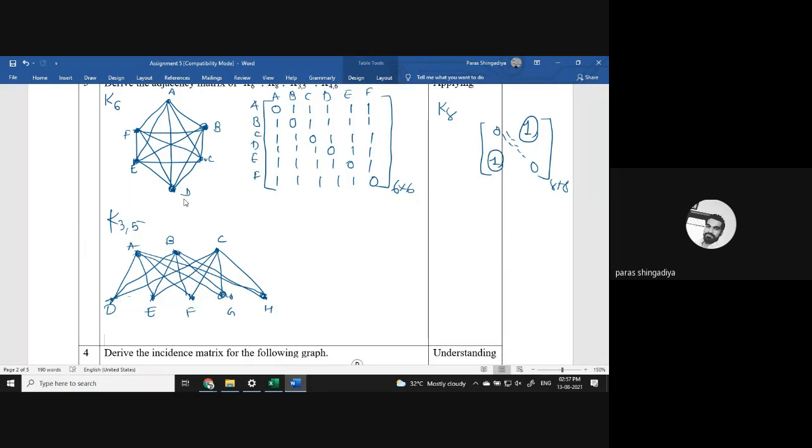Now let's create the graph matrix. How many total vertices are there? 3 on one side, 5 on the other side, so the total will be 8. So we'll get an 8 cross 8 matrix. That is, for vertex A, and then B, C, D, E, F, G, and H. Clear? There are 8 rows and similarly 8 columns.